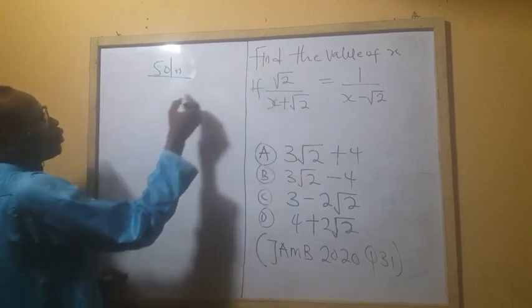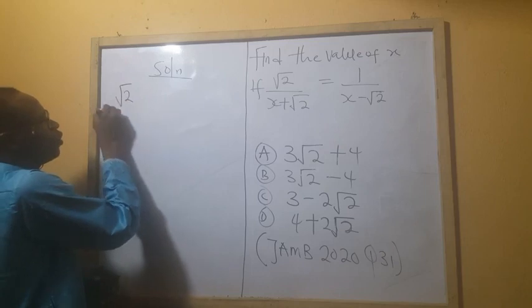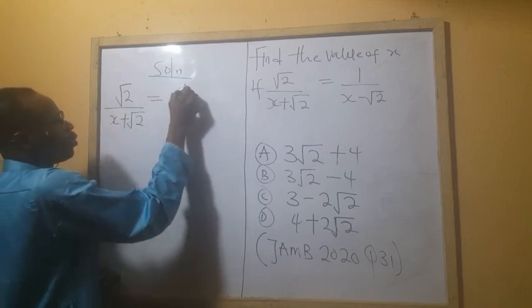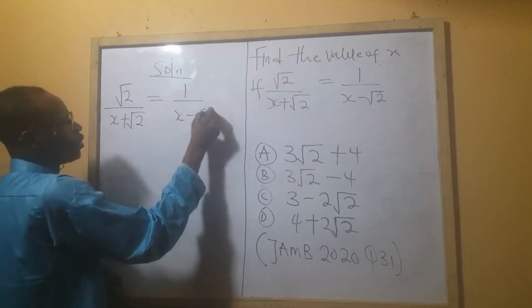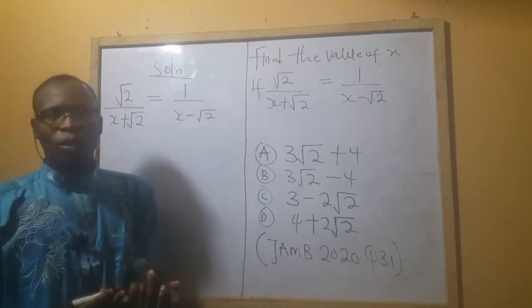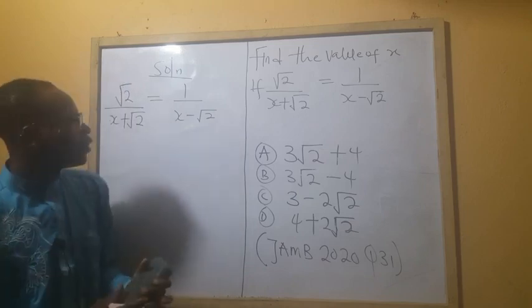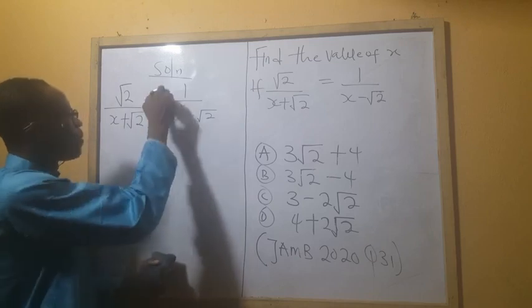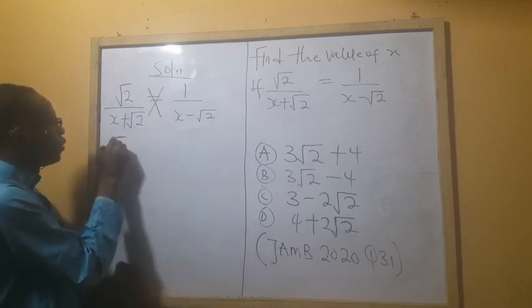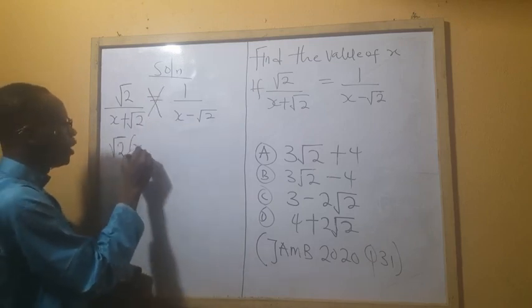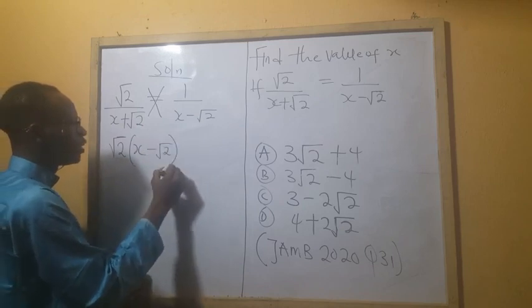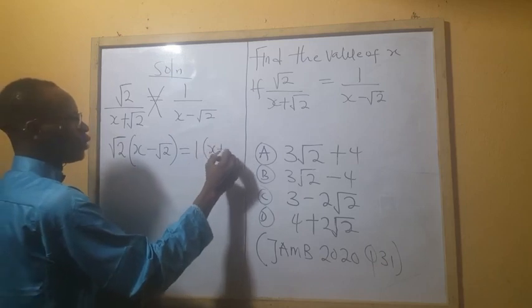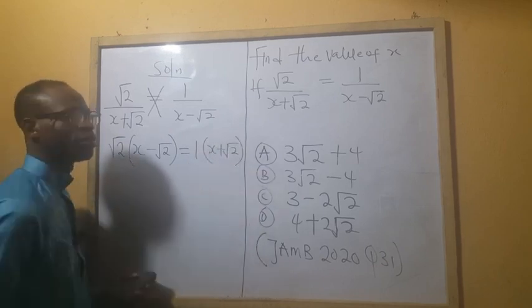Solution. Let me write this question back as root 2 over x plus root 2 is equal to 1 over x minus root 2. Now for us to solve this question, remember equation with fraction in mathematics. When you have something like this, what do you simply do first? You simply cross multiply. So if I cross multiply here, I'm going to have root 2 multiplying x minus root 2 in a bracket, is equal to 1 multiplying x plus root 2 in the other bracket.